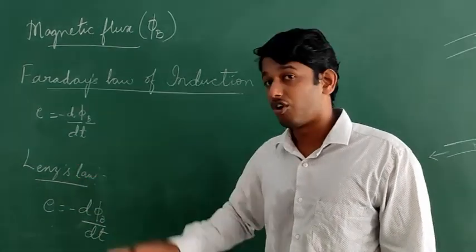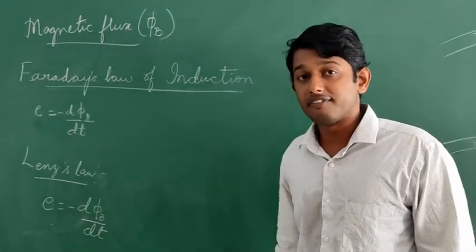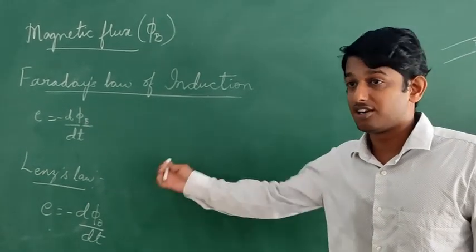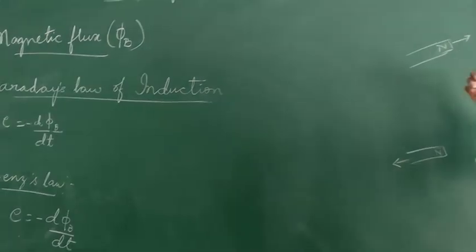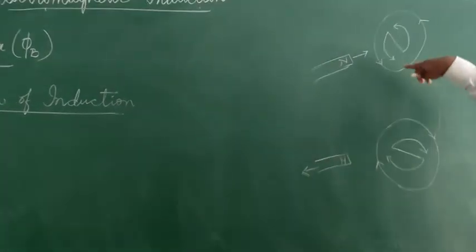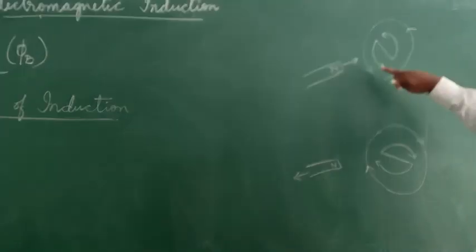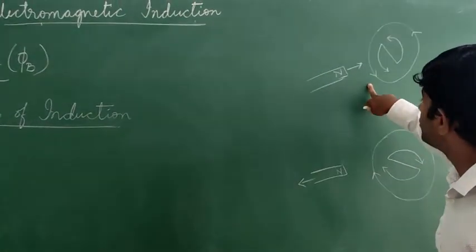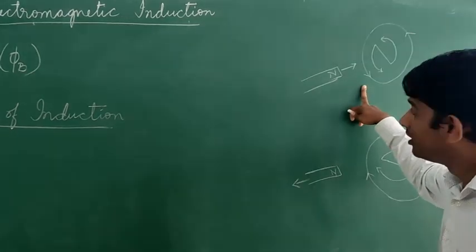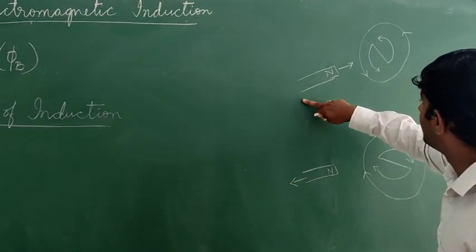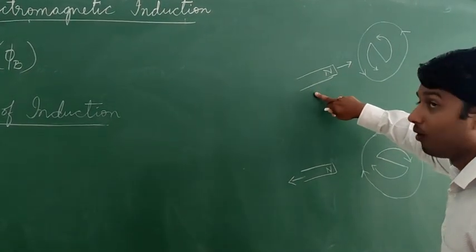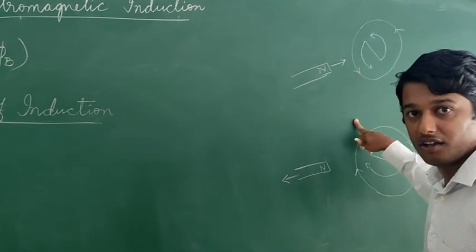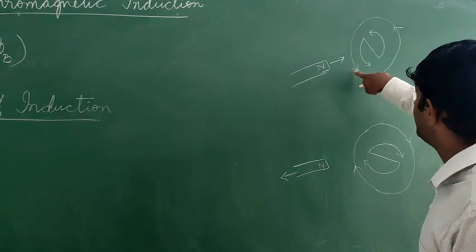For this Lenz's law, Lenz gave a verification. So the next topic is verification of Lenz's law. Here, what he did was, he took a coil. He took a coil and he brought a bar magnet close to this coil. When the north pole of the bar magnet was brought close to this coil or the circuit, he took the coil here.